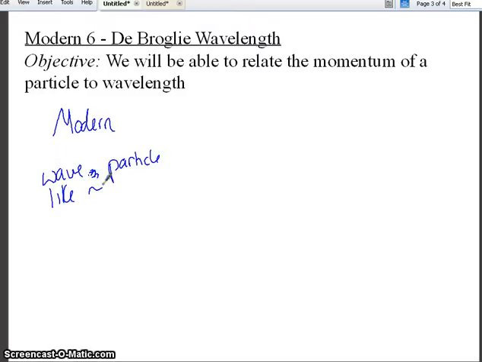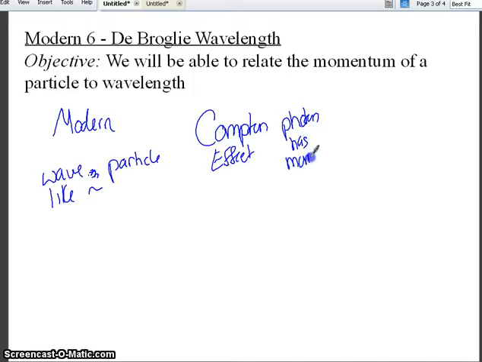So in our last video, we talked about the Compton effect. And Arthur Compton basically stated that a photon has momentum. And he gave us his equation: momentum equals h over lambda. So we took a photon, which we thought was all energy, and was able to relate it to momentum now. Okay, so that was pretty cool.